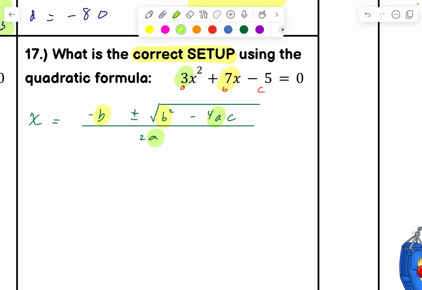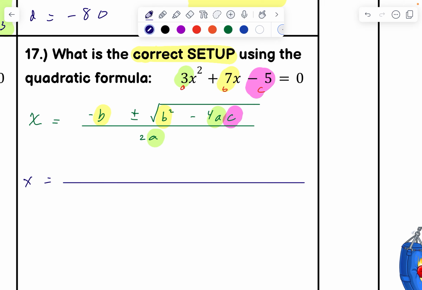And lastly, we have the value c is negative 5. That's going to go in right there. If colors help you out, that's awesome. And if they don't, don't even worry about it. Let's plug in what we need to do. So we're going to have x equals. I'm going to make sure I have a lot of space to write this down.